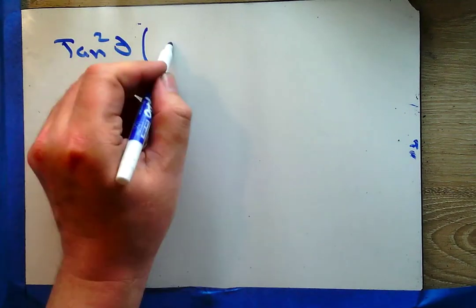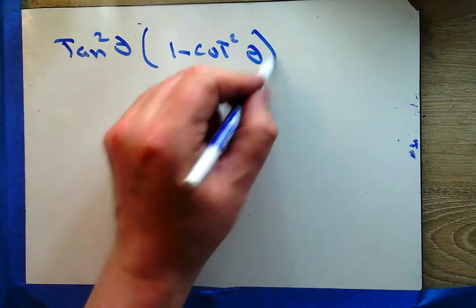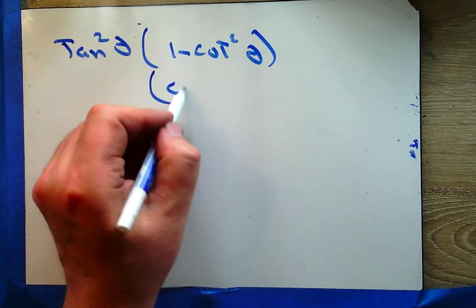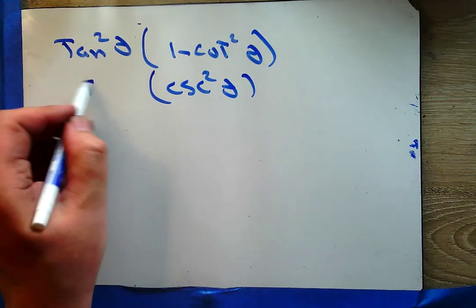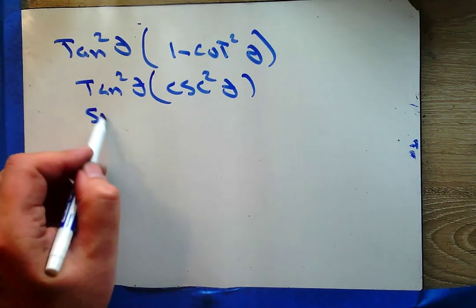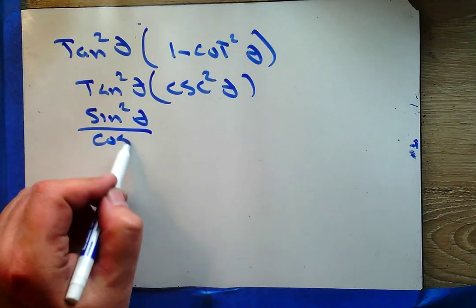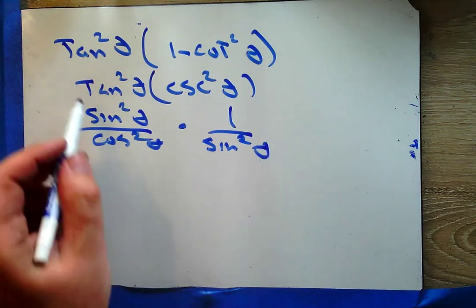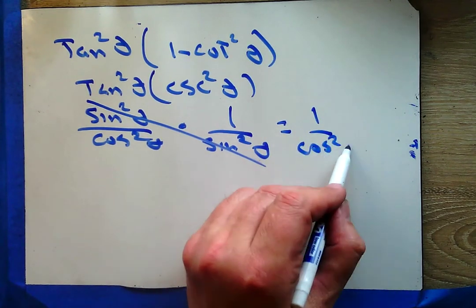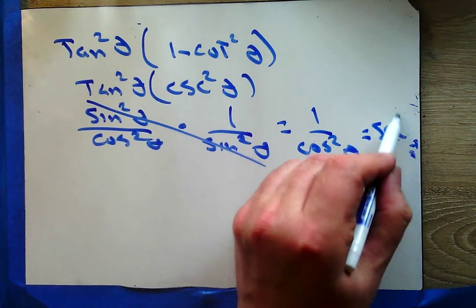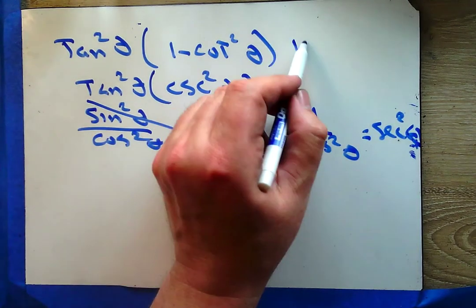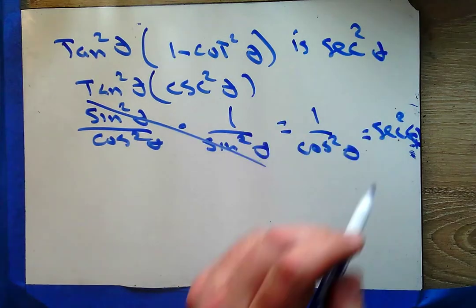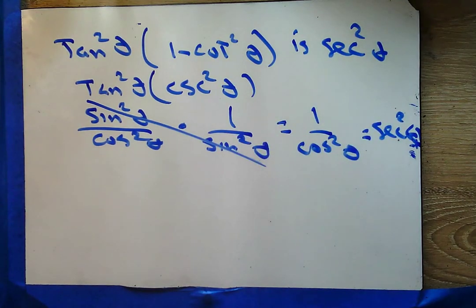All right? And then what do we have? Number 3 says tangent squared theta times 1 minus cotangent squared theta. Well, 1 minus cotangent squared is cosecant squared times tangent squared. I know that tangent squared is sine squared over cosine squared. I know that cosecant squared is 1 over sine squared. These will cancel. I'll have 1 over cosine squared, which is secant squared. So this is secant squared theta.